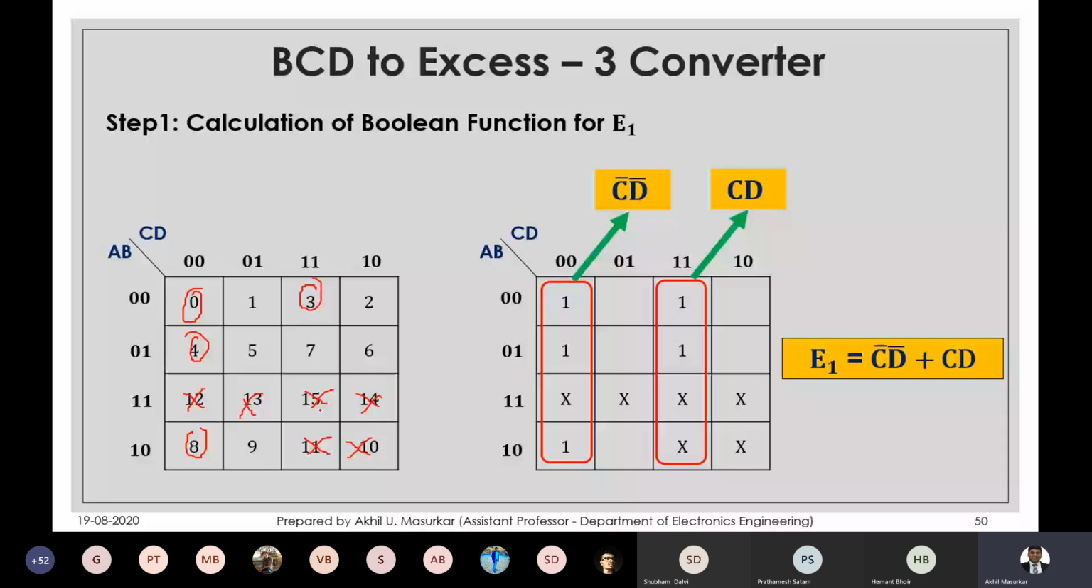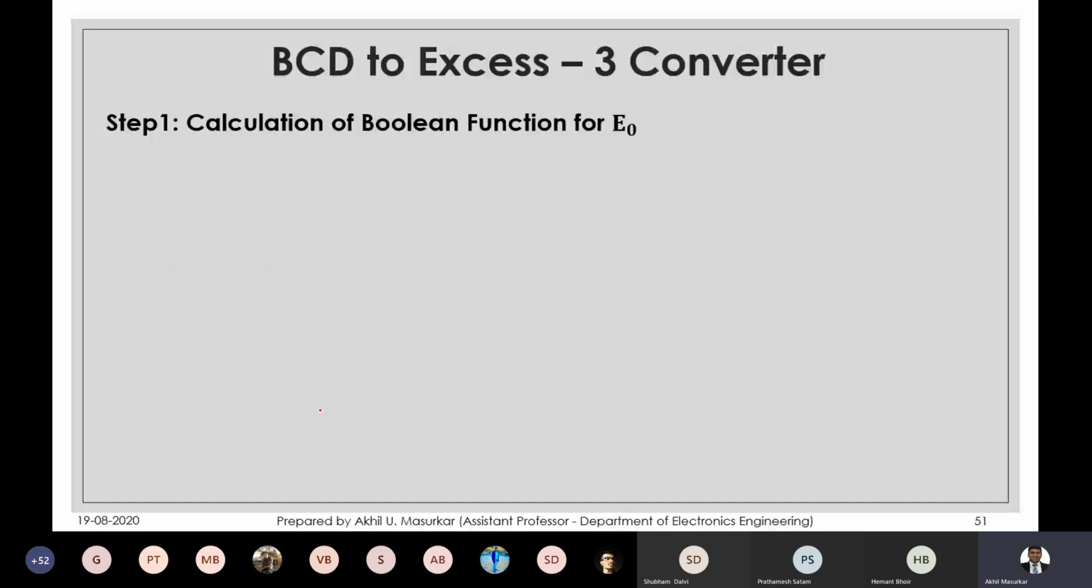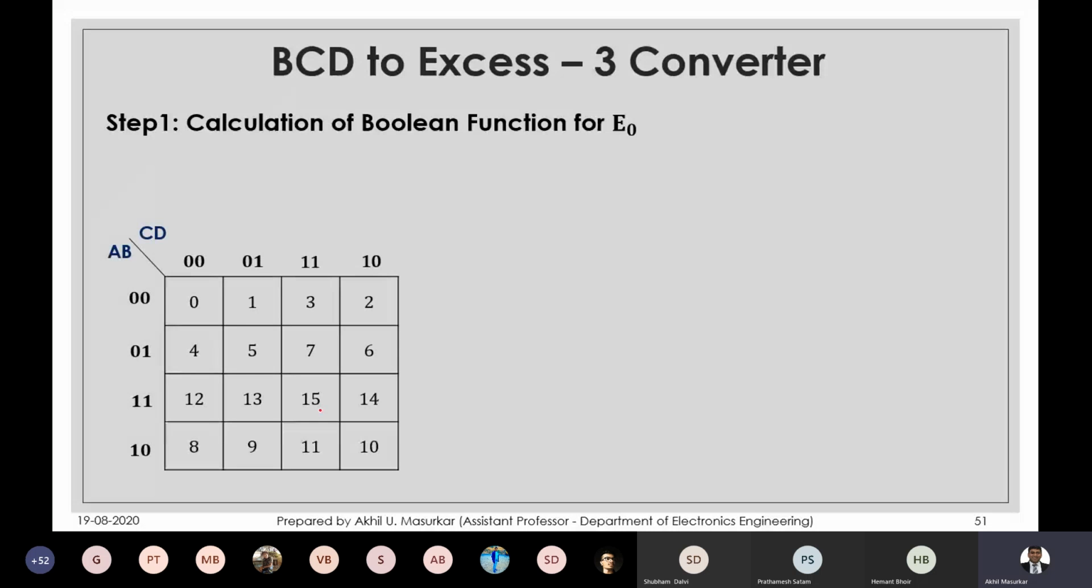Okay, let's go to E0 quickly. So E0, so let us first mark the don't care. They are the simplest. 10, 11, 12, 13, 14, and 15. They are don't cares. And then we have 0, 2. Then we have 4, 6. And then we have 8.